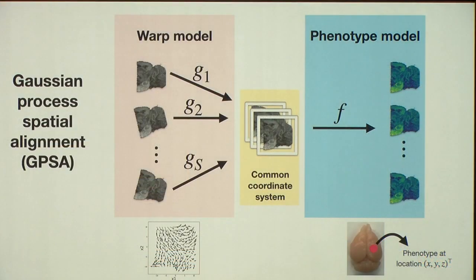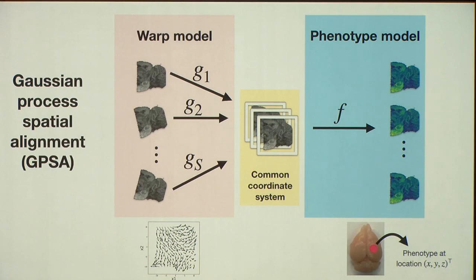So to address this problem, we developed a model which we call Gaussian Process Spatial Alignment, or GPSA. And our model basically consists of two primary components. The first component on the left here is a model that we call the warp model. In this part of the model, each tissue sample is given its own warping function that warps its own spatial coordinates into a common coordinate system in the middle in yellow there.